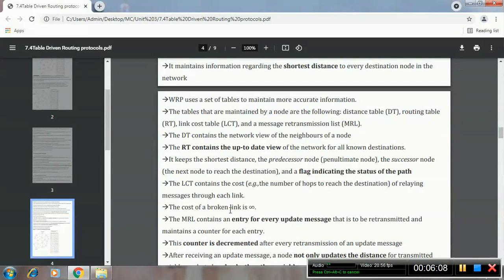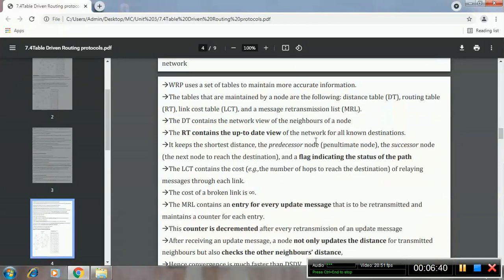It keeps the shortest distance and the predecessor node. Predecessor means the node which is before us. Successor means the node which is followed by us. So it keeps the shortest distance and the predecessor node, or we can also call it the penultimate node, and the successor node, the next node to reach the destination, and a flag indicating the status of the path. So a flag is going to indicate the status of that path. So it maintains the shortest distance of the previous node as well as the next node, the successor node.